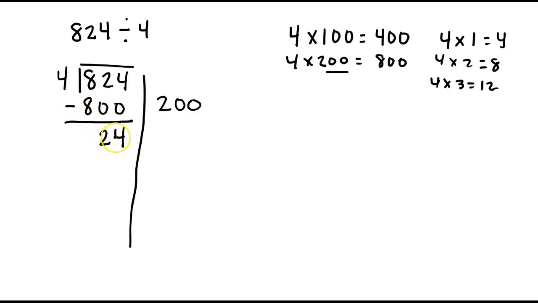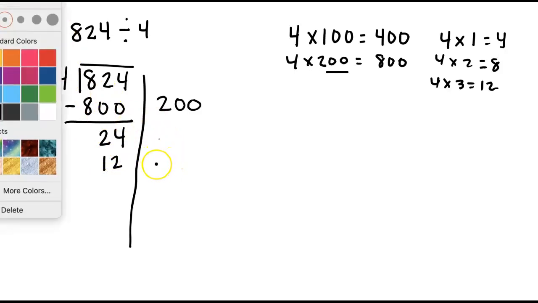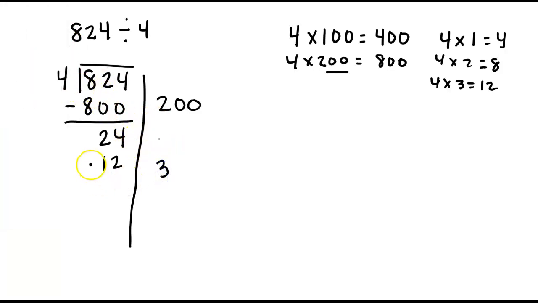I've got 4 can still go into 24. So if I only know 4 times 3, well, that's okay. I'm going to write 12 right here. Let me erase this. But I know that 4 times 3 is 12. When I subtract, I get 12. So I still have 12 left over.